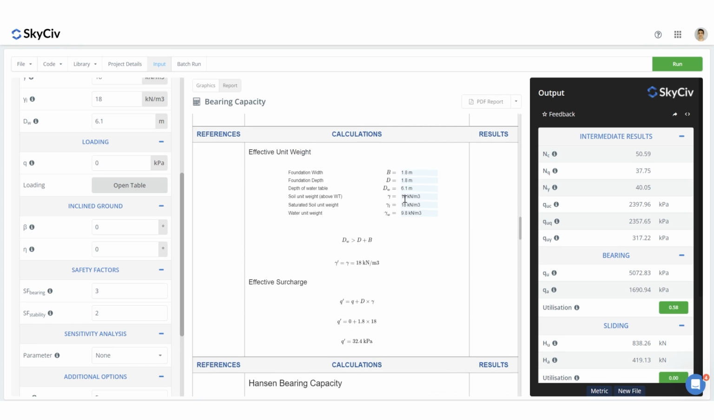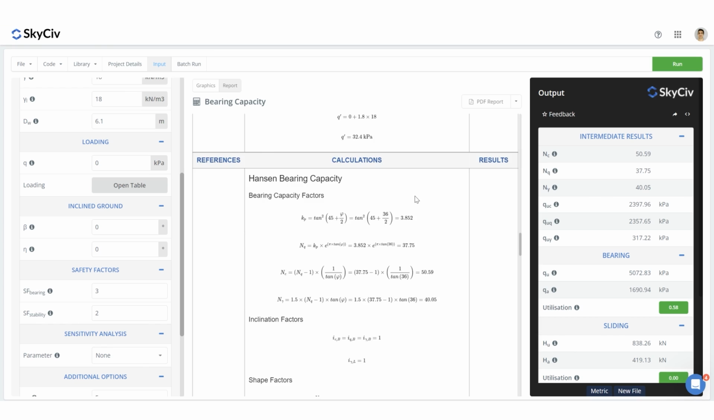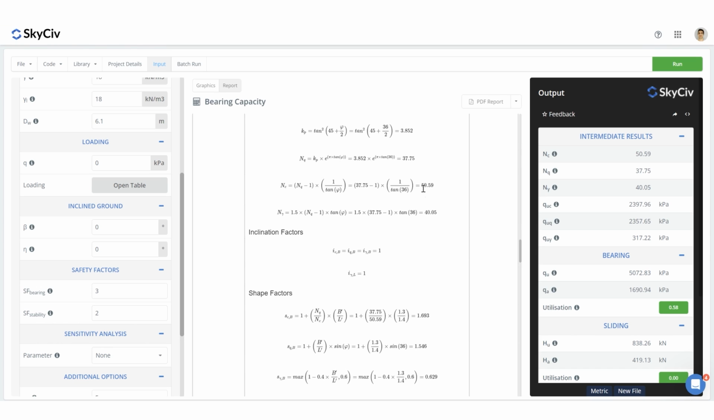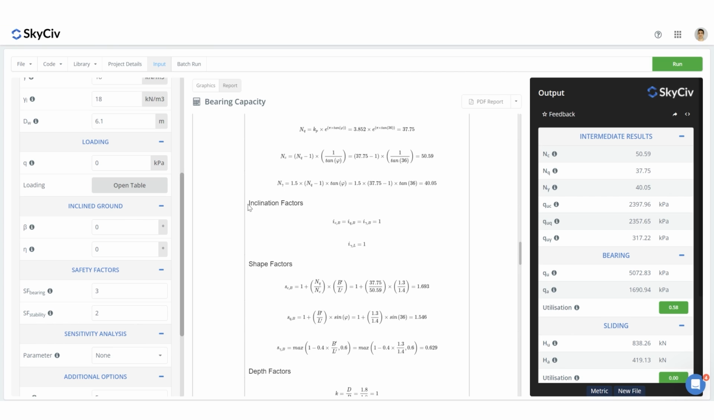As we scroll through, we can get to the Hansen bearing capacity calculations. First thing we do is calculate the bearing capacity factors. This calculation is slightly different to other methods, giving us slightly different parameters than we might have for Terzaghi, for instance. We calculate inclination factors. In this case, we don't have any horizontal loads, so inclination factors are all just 1. We calculate our shape factors.